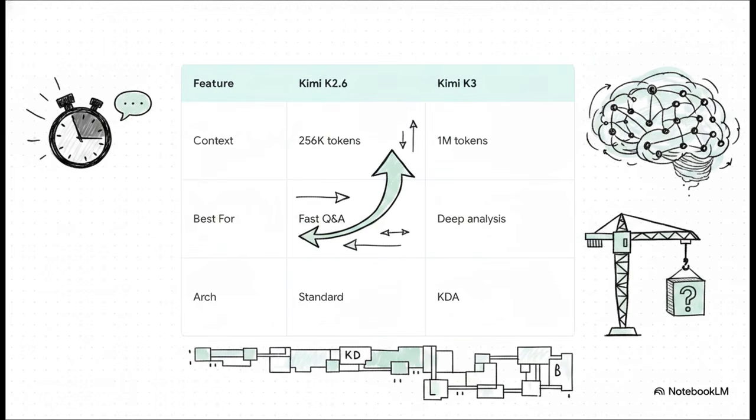But the absolute crucial point is the underlying architecture. K3 is built on the new Kimi Delta Attention, or KDA, alongside attention residuals. This means K3 is expressly designed to handle heavy memory tasks, deep analysis, and complex reasoning over immediate, simple speed. You wouldn't really use this for a quick chat. You use this when you need a serious intellectual heavy lifter.